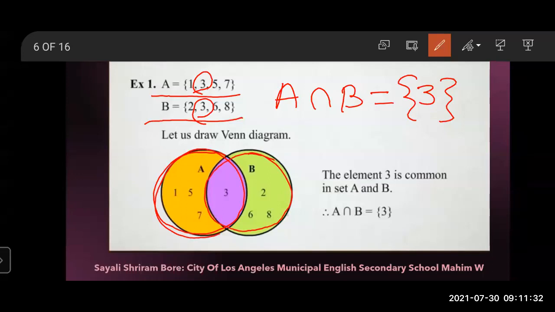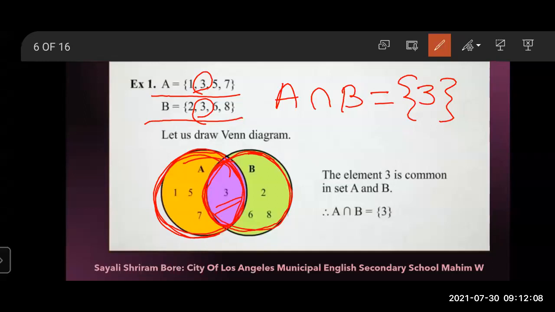Whenever you are drawing the Venn diagram representing the intersection of the two sets, the element which is common between the two sets, you can show it at the intersection. It means this element is present in set B as well as set A. So this is very important whenever you are drawing the Venn diagram of intersection of the two sets.